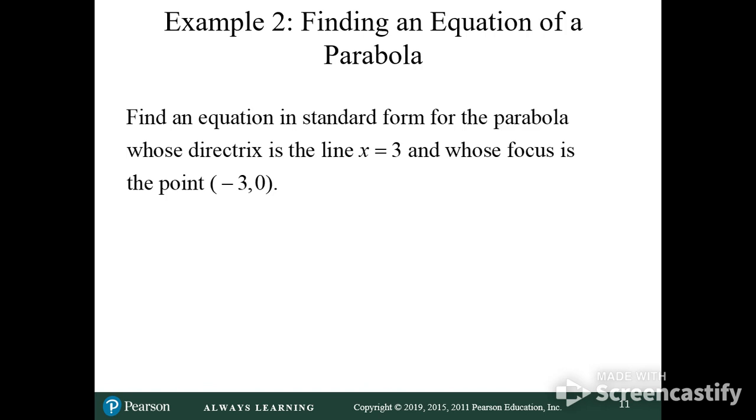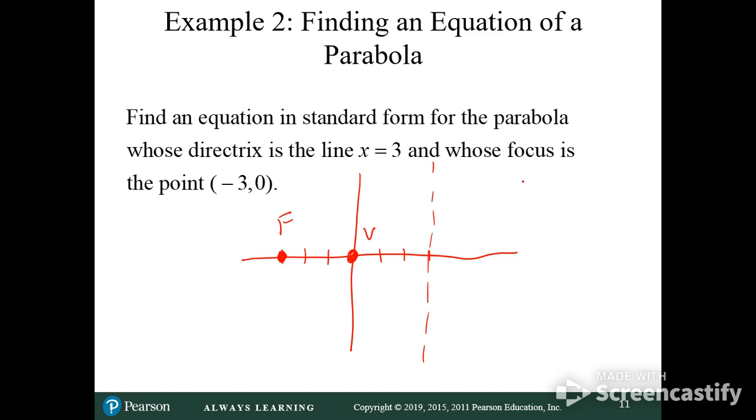Find the equation of a standard form parabola whose directrix line is x equals 3 and whose focus is at negative 3, 0. To help me understand this, I graph it out a little bit. So this is the focus. This is the directrix line. The vertex is going to be halfway in between, so the vertex is at 0, 0.